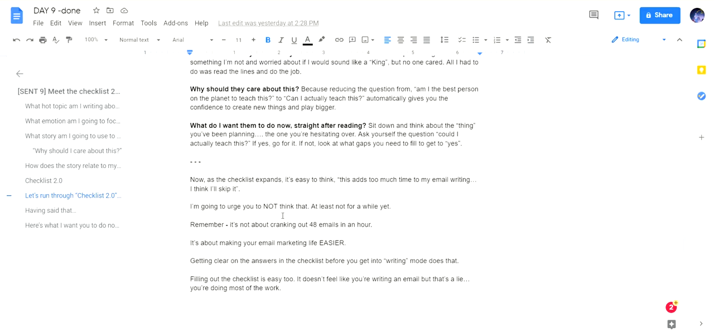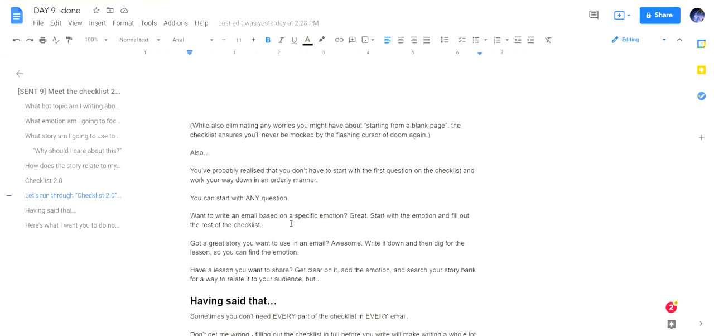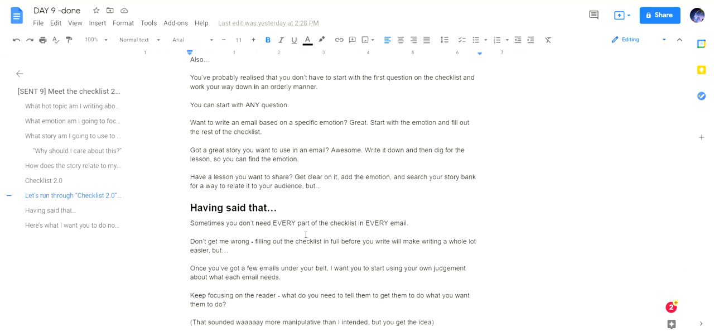So there's a couple of examples there, but really this is, again, that early on day 3, when I talked about building a 20-a-day habit. It's just about getting into the rhythm of doing this. And as I say there, sometimes you don't need every single part of the checklist in every single email. Sometimes you'll use it, sometimes you won't.